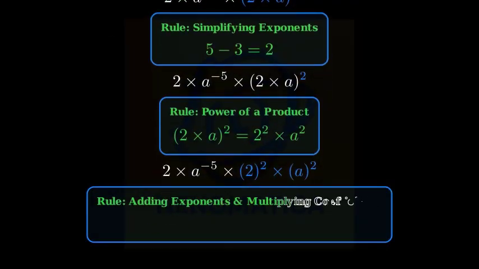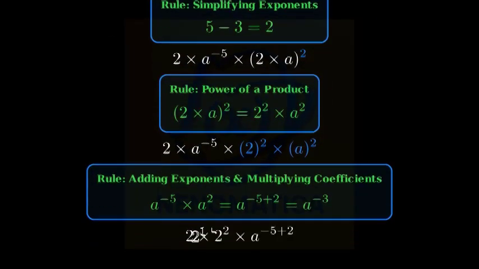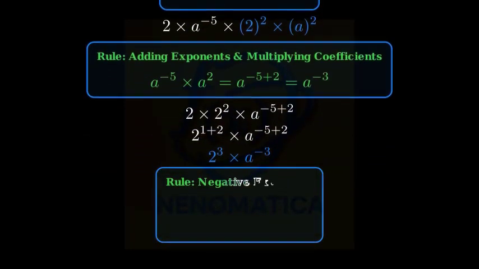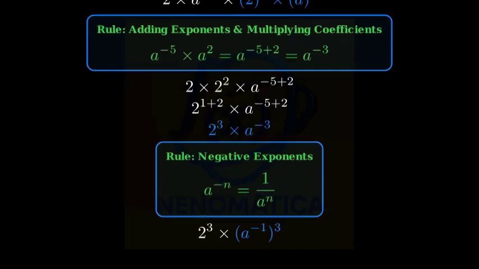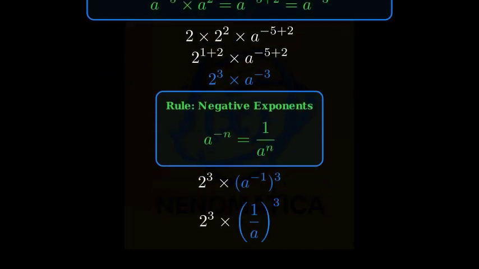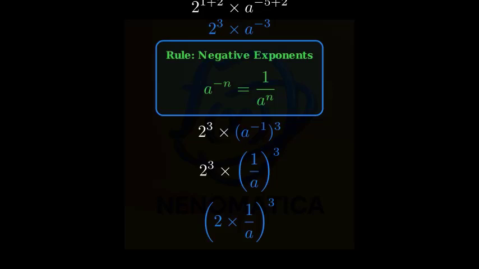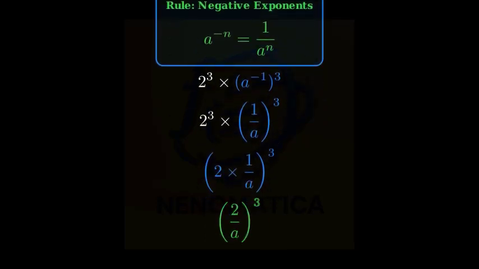Let's continue by adding like terms. We'll add the exponents of a together. Negative 5 plus 2 equals negative 3. And we'll multiply the coefficients. 2 times 2 squared equals 2 times 4, which is 8. Now, we can express a to the negative 3 as 1 over a cubed, which is another way to write a negative exponent. We can write 2 cubed times the fraction 1 over a cubed as 2 times 1 over a, all cubed. Finally, we can simplify this to 2 over a, all cubed. This is our final answer.